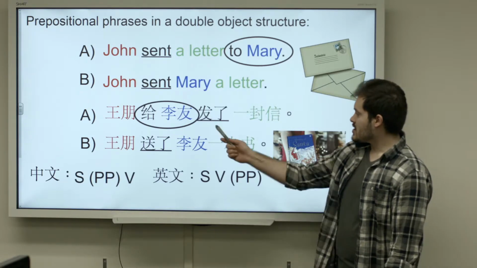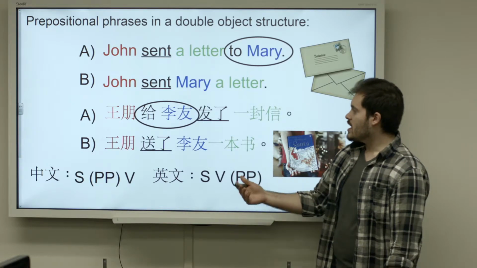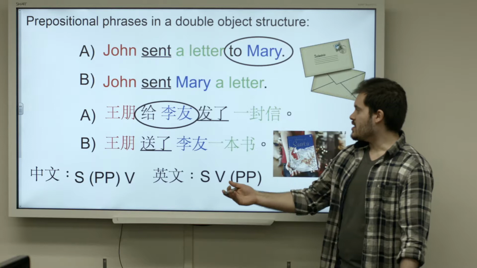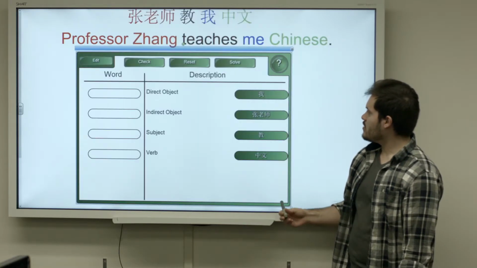So the thing to remember is this sentence, the structure of this sentence is actually exactly the same. Wang Peng 给李友, Wang Peng to Li You, 发了 sent 一封信, a letter. So let's try some practice.